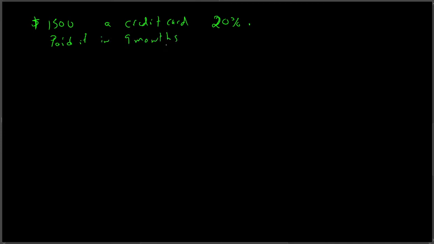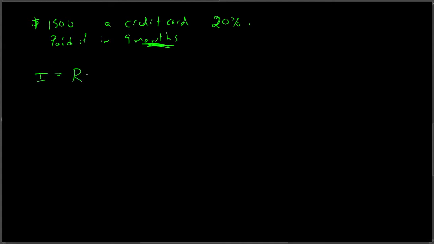Let's say you borrow $1,500 on a credit card, which has a 20% rate, which is actually low for credit cards. Credit cards are usually 15 to 20% above the federal interest rate. So usually they're much higher than this. And paid it in 9 months. And so here, the paying in 9 months is going to be the odd part.